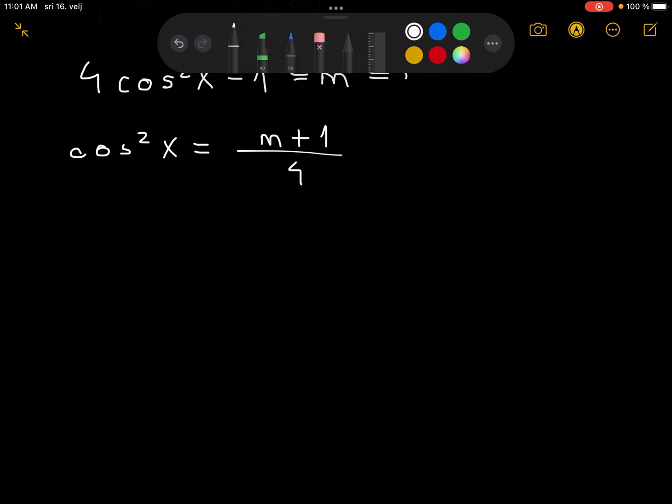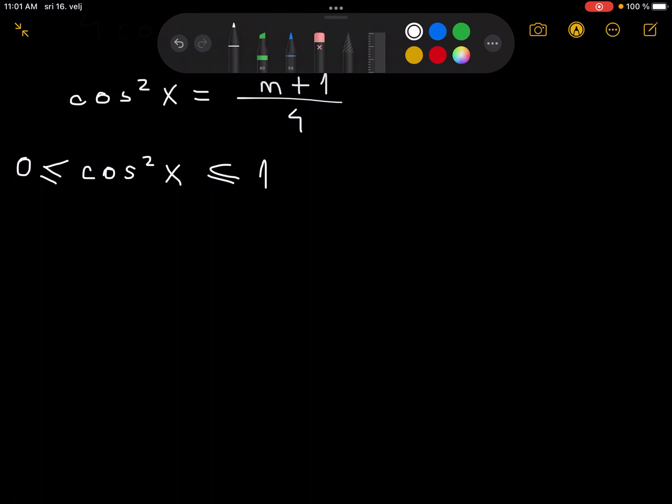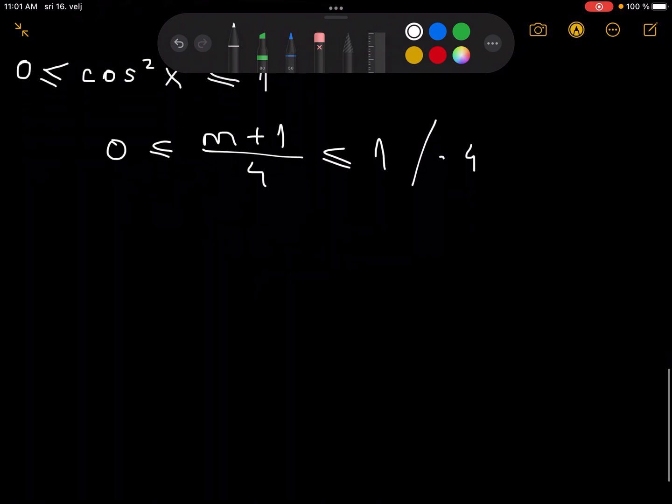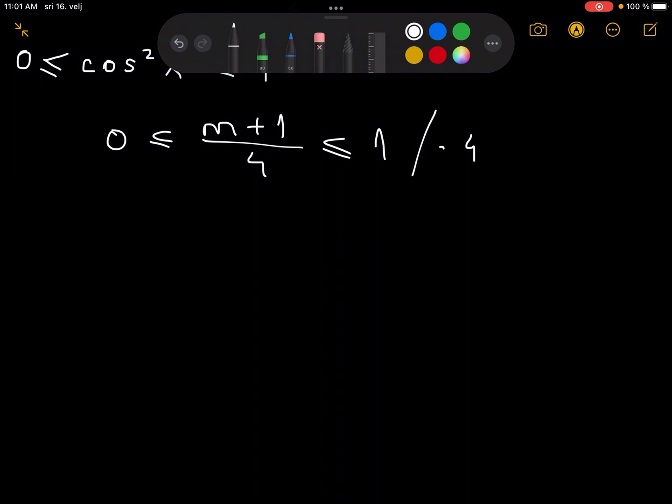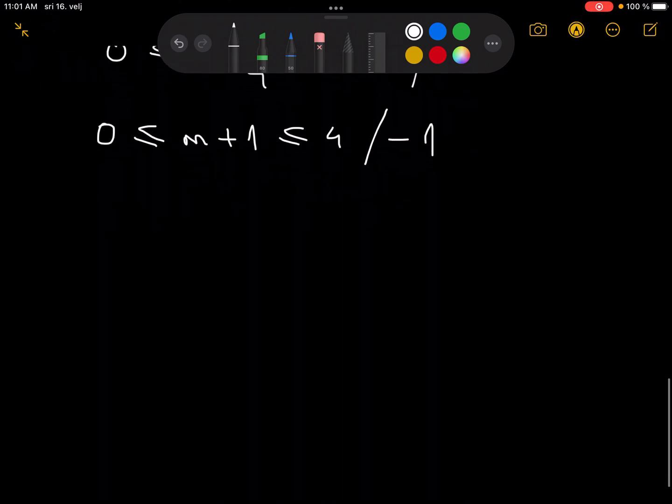Notice the possible values of cosine squared x. So cosine squared x can only have the values between 0 and positive 1. And instead of cosine squared x, we can go ahead and plug in m plus 1 over 4, because we got earlier that they're one and the same. Now, since 4 is a positive number, we can multiply everything by 4 without changing the signs of inequality. So 0 must be less than or equal to m plus 1, which must be less than or equal to 4. And now we can just go ahead and subtract 1 from everything. So we'll get that minus 1 is less than or equal to m is less than or equal to 3.